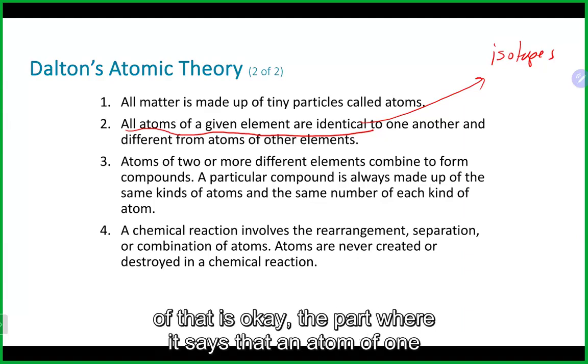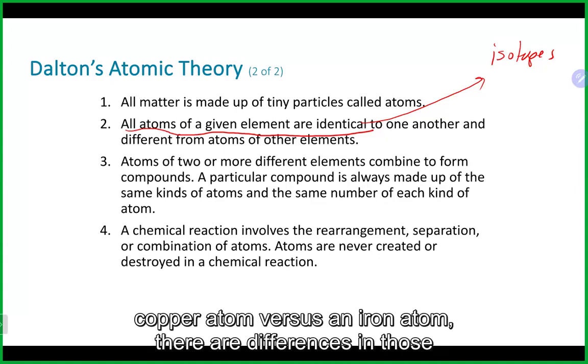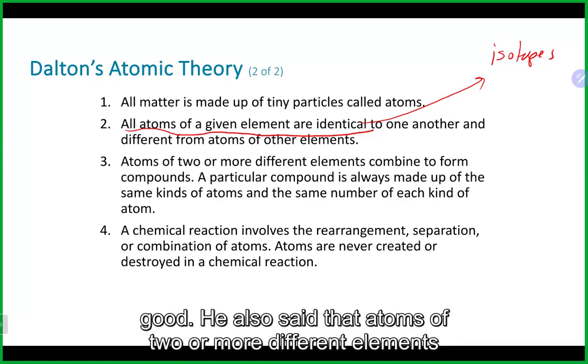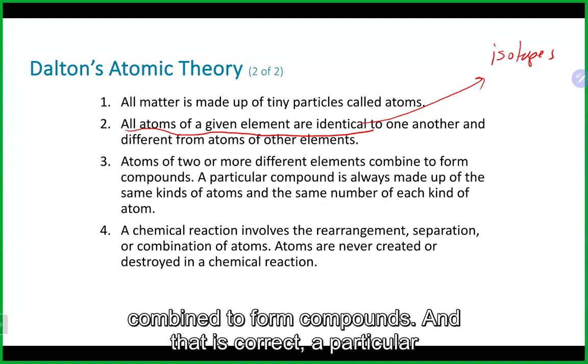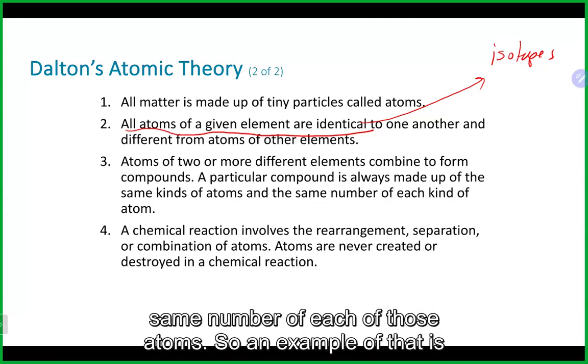Now, the second part of that is okay, the part where it says that an atom of one element is different than an atom of another. So if you had a copper atom versus an iron atom, there are differences in those two. They are not identical to each other. So that part's all good. He also said that atoms of 2 or more different elements combine to form compounds. And that is correct. A particular compound is always made up of the same kind of atoms and the same number of each of those atoms.